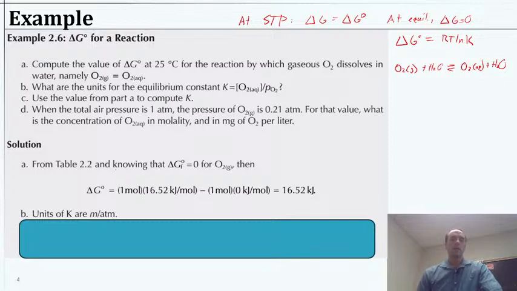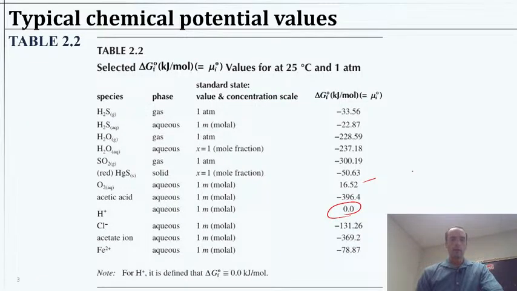Then we can calculate the delta G naught equal to, see that 16.52, that should be this value here, yep. So that's, we could call it delta G naught for oxygen dissolving in water, right? That's what we see here, and our units are up here, right?